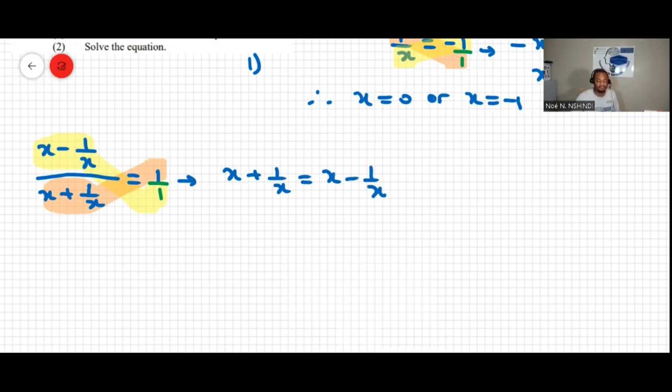Now, if I move the minus 1 over x over, and before you can do that, you can see that this x and that x can be simplified because the same quantity is on both sides of the equal sign. And if I move that over, it will be 1 over x plus 1 over x equals 0. And then 1 over x plus 1 over x makes 2 over x equals 0.